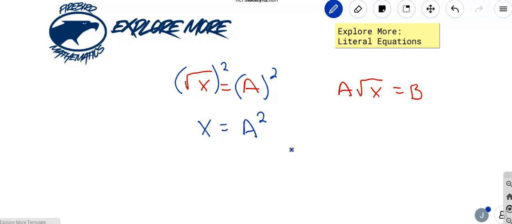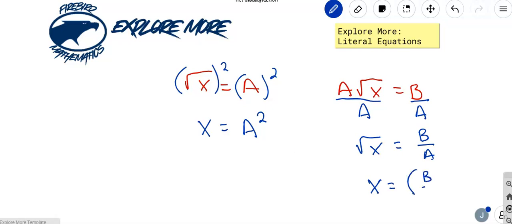So on the second example, same kind of idea, but before I can square anything, I'm going to get rid of this a, the coefficient that's out in front, by dividing both sides by a. So this would be the square root of x equals b over a. And now I can square both sides to get rid of my square root. So this would be b over a squared.